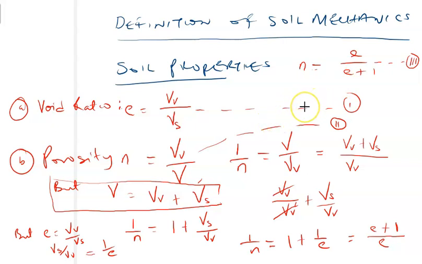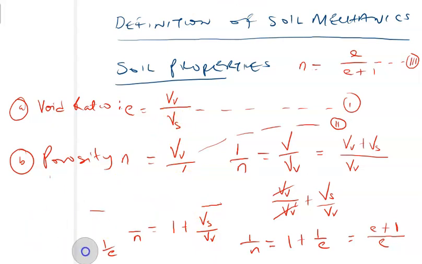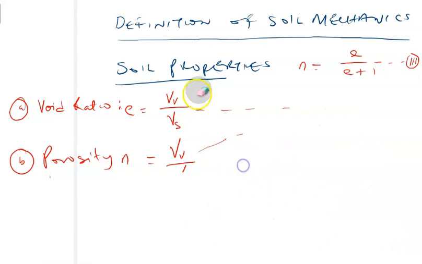You can also go ahead and express the void ratio in terms of the porosity, because this is porosity in terms of void ratio. So let's see how we can do that. Let's wipe the board so that I have enough space. Now this is total volume, and we want to express this in terms of that. We said N is equal to VV over V.